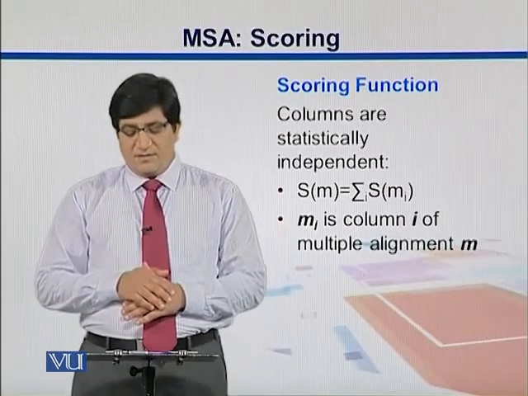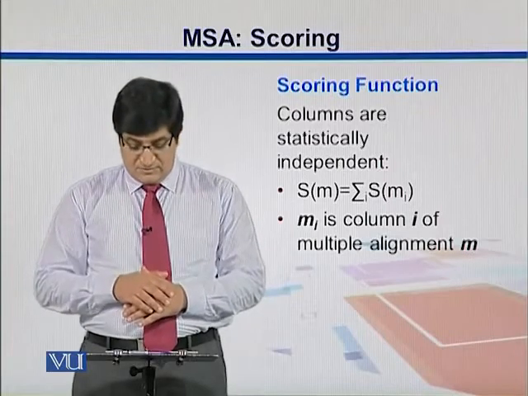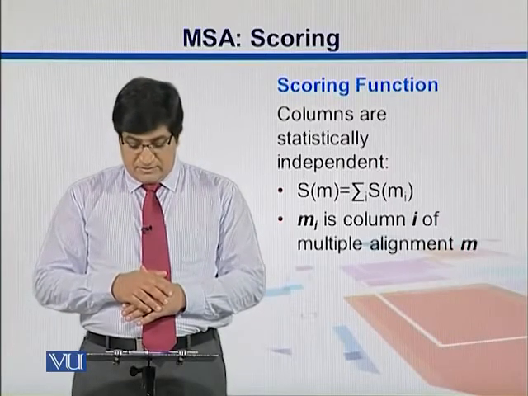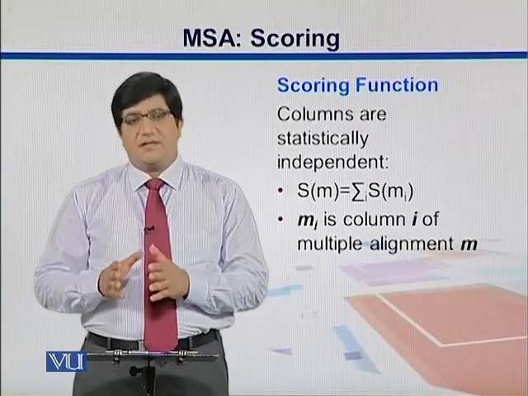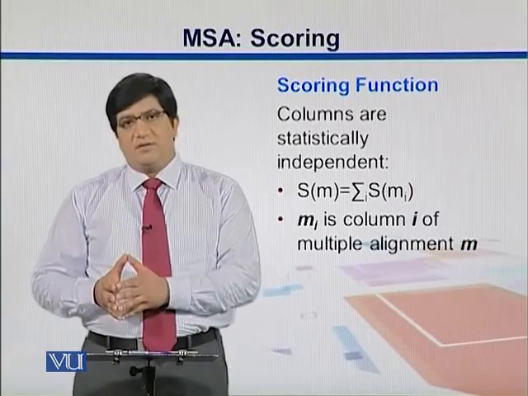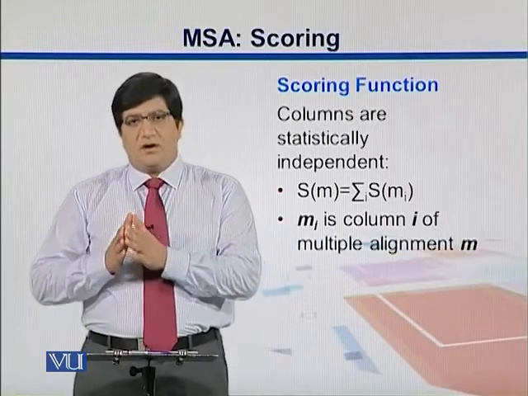So S(M) is the summation over all scores for all possible columns, where M_i is column i of multiple alignment M. So here we are saying that the score of the overall alignment is the summation over scores of all columns.